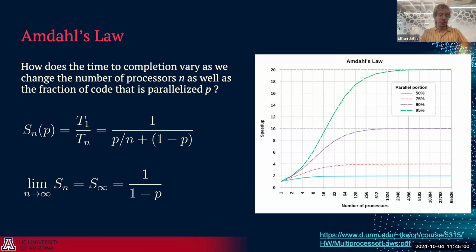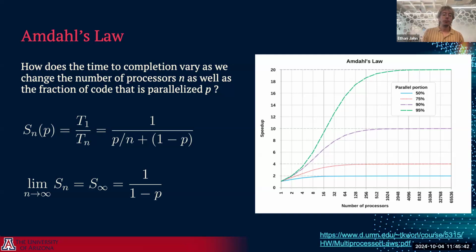So the speedup S as a function of both the number of processors and the fraction of code that's parallelized is given in this form. And the limit as n approaches infinity, so basically, what's the speedup if I use an infinite number of processors, would be the inverse of 1 minus the fraction of code that is parallelized. So if I have code that is 0% parallelized, I substitute 0 in for p, and the speedup is a factor of 1, which obviously isn't very good. You're not getting any speedup from that.